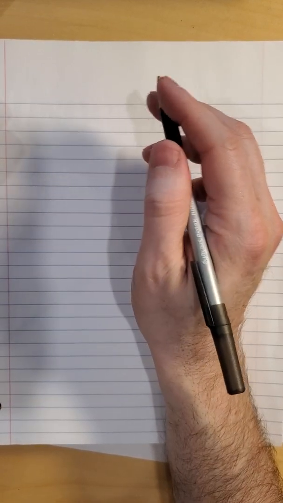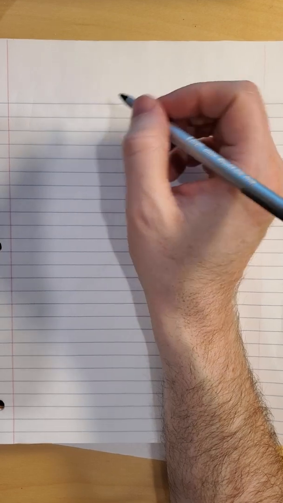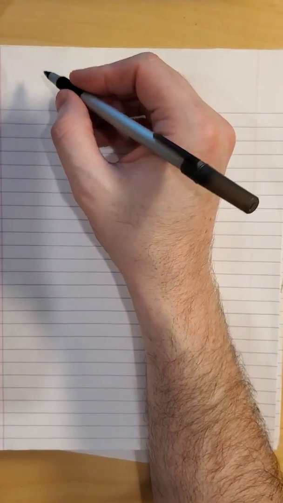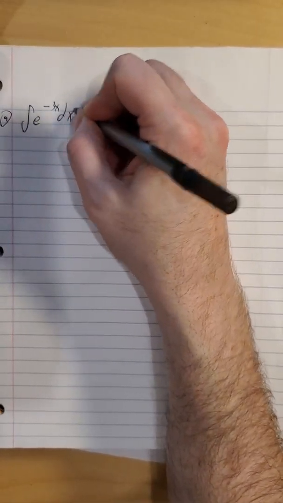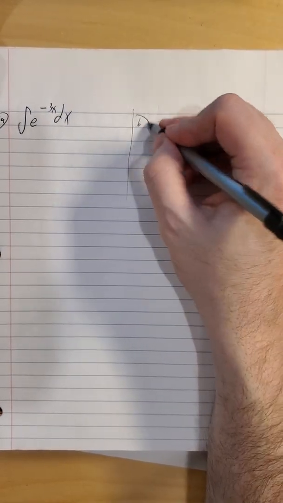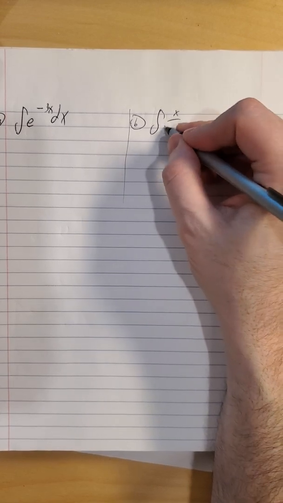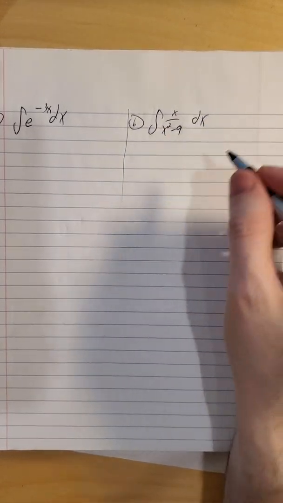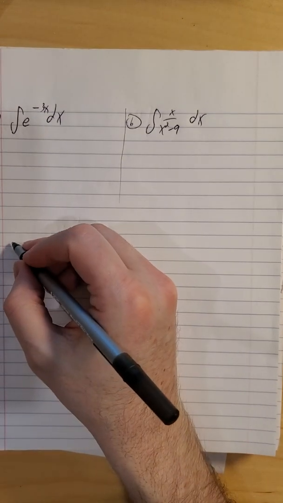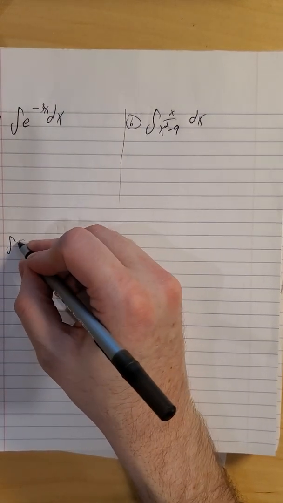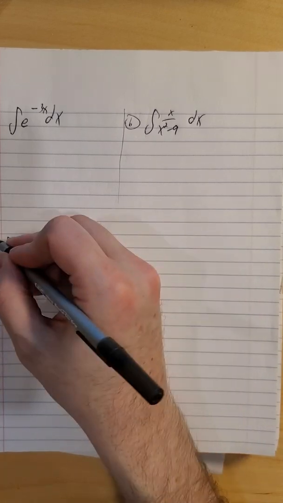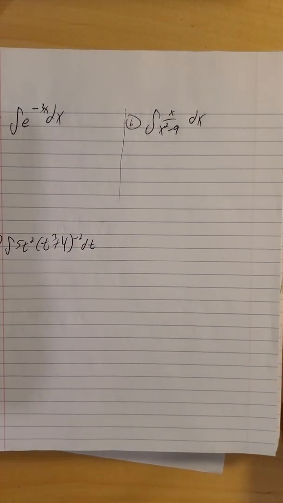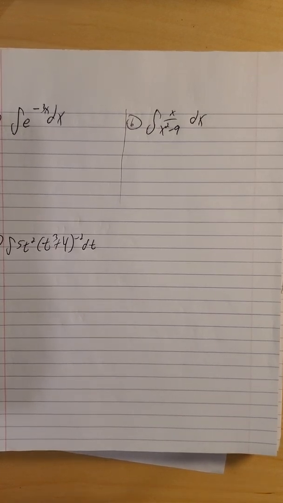Okay, so let's try. We'll pick out a couple of problems from your author. We'll try integral of e to the negative 3x times dx. Using this u substitution, we'll try integral of x over x squared minus 9 times dx, also using the u substitution. And we'll try integral of 5t squared times t cubed plus 4 quantity to the negative second times dt. So go ahead and try those three, see what you can do with them, and then we'll look at another one that has an interesting twist on it.